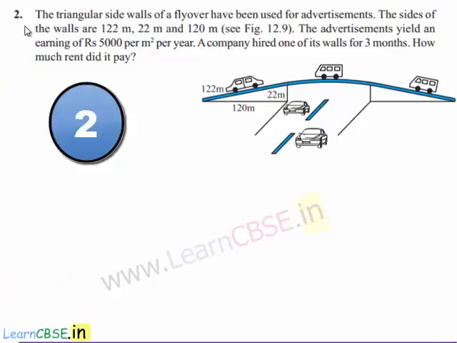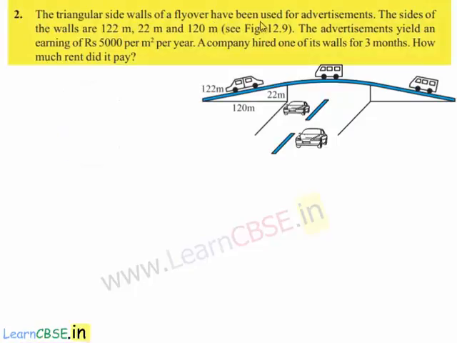Now let us move on to the second question. The triangular side walls of a flyover have been used for advertisements. The sides of the walls are 122 meters, 22 meters and 120 meters as seen in the figure. The advertisements yield an earning of rupees 5,000 per meter square per year. A company hired one of its walls for 3 months. How much rent did it pay? So let's move on to the solution. We shall first write the given data.